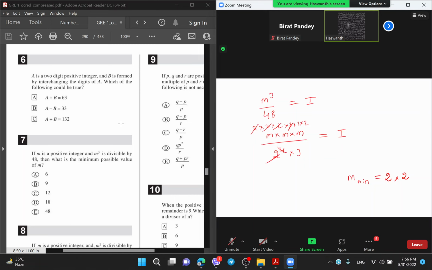To cancel 3, first m should have at least 1 3 in it. Then m cube will have 3 3's. 3 3's cancel. Now what is the resultant value? 36, which is an integer. So for satisfying the given condition, m should have at least 2 2's and a 3 in it. So 2 into 2 into 3, 4 3's, we say the minimum possible value of m is 12. Same like the previous model, there we dealt with some simpler values. Here he has just given some larger number.